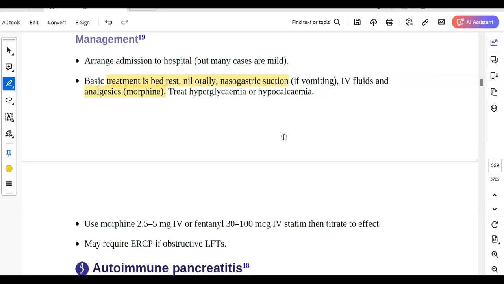Cholecystectomy following pancreatitis is only needed if it is caused by gallstones. Once pancreatitis is a bit better, you send the patient for an ultrasound of the abdomen to look for any gallstones. If gallstones are there, that could be a cause of pancreatitis, then yes, you are going to go for a cholecystectomy.